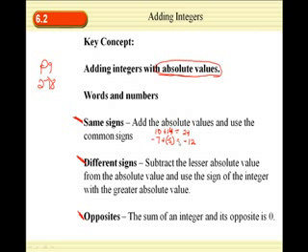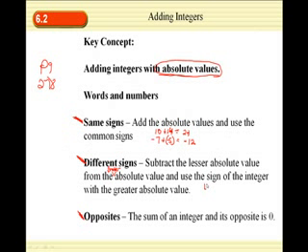Now different signs. Let's move to the second one. You subtract the lesser absolute value from the absolute value. Did I write that right? No, from the greater. I left out a word right there. There should be greater right here. Absolute value, and use the sign of the integer with the greater absolute value. Now that's kind of Greek, so let's do it with an example and try to make it make sense.